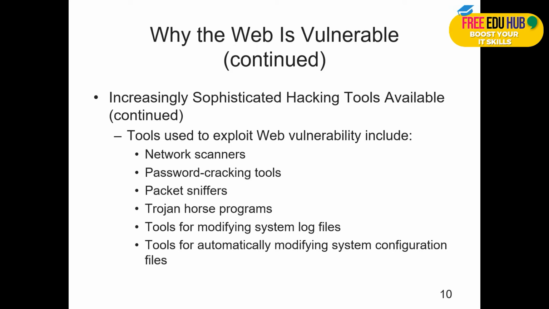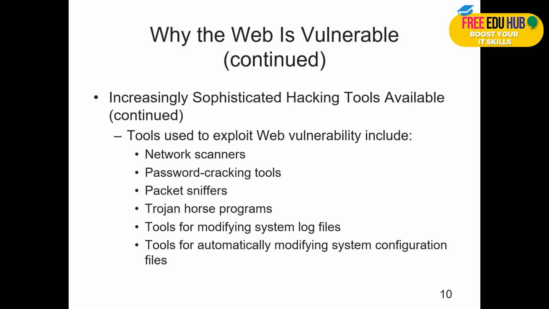Tools used to exploit web vulnerabilities include network scanners to scan the open ports and available computers, to check if they are active or alive or not. Then you have password cracking tools to crack the passwords for applications meant for specific payroll applications, accounting applications, or the operating systems itself, and packet sniffers to read the packets, to open them, and to try to understand what information is flowing through.